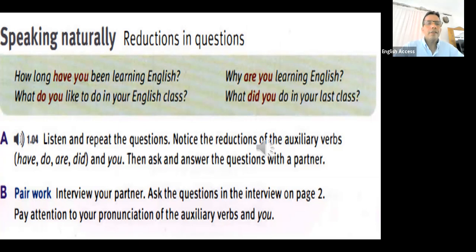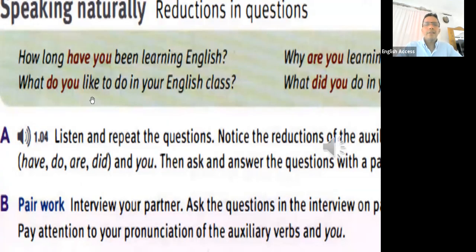When you use tenses, like the first one, how long have you been learning English? Well, I've been learning English for about 2 years. Try to use something like that, like to use fillers. What do you like to do in your English class? That's what we are working on, pronunciation, reduction of some auxiliary verbs like have, do, are, or did. And you, have you, do you, are you, did you, etc.